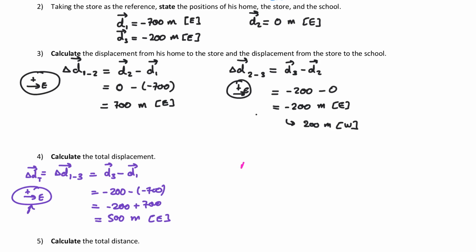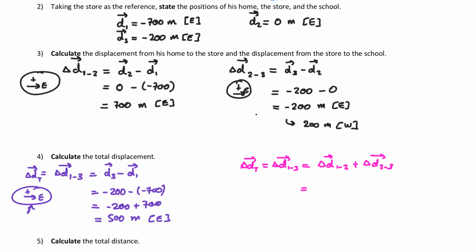Alternatively, you can find the total displacement by adding all the displacements. So we are going from 1 to 3, so we have to find the displacement from 1 to 2, and then we stop at 2, and we start at 2 again and go to 3. So we can use this idea. So displacement from 1 to 3 is 1 to 2 plus 2 to 3.